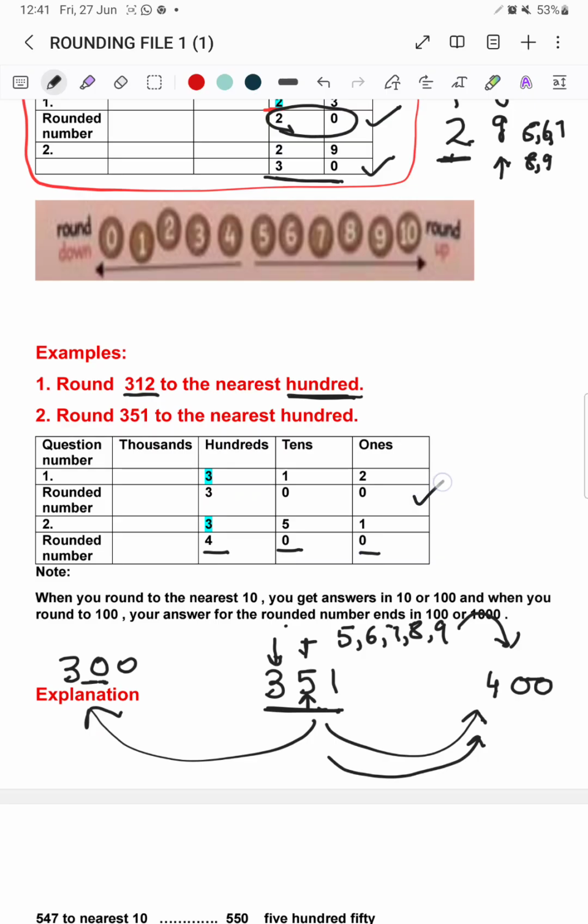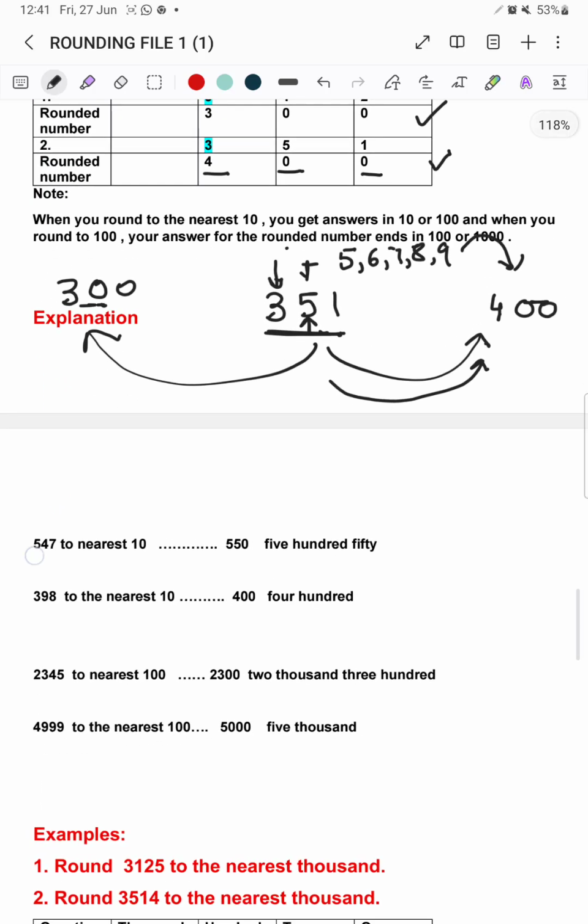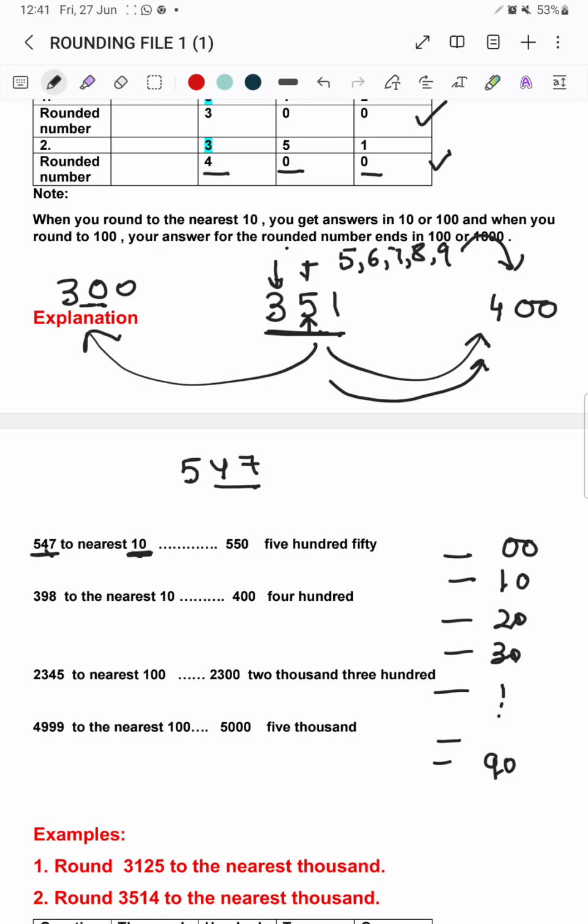And see, our answers are coming in the form of hundreds. Now if you have a number, let's say 547. Now this is an important question. We have a number in hundreds, but we have to round it to the nearest 10. So as I told you, when you have to round it to the nearest tens, the answer should be either 00 in the tens, 10, 20, 30 and so on up to 90. The higher digits, like the hundreds, can be anything. It depends on the question.